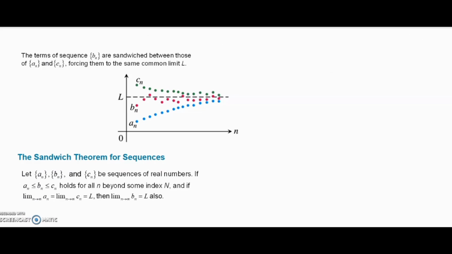If I have sequences A sub n, B sub n, and C sub n, and they're all sequences of real numbers, if A sub n is less than or equal to B sub n, which is less than or equal to C sub n, and if the limit as n goes to infinity of A sub n and C sub n is equal to L, then because B sub n is stuck between A sub n and C sub n, the limit as n goes to infinity of B sub n is also equal to L. Let's take a look at the example below.